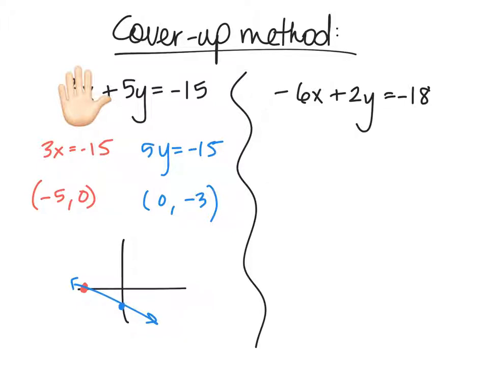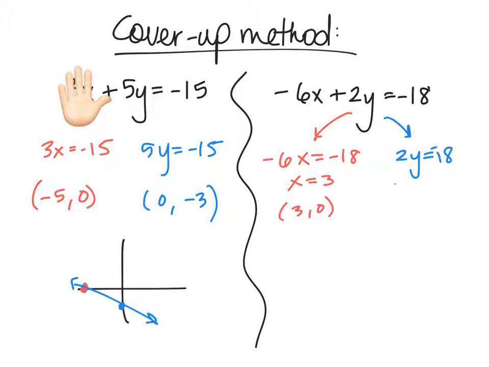So same thing. If I cover up the y, that's going to give me negative 6x equals negative 18, or x equals 3, which is the intercept 3, 0. If I cover up the x, that's going to give me 2y equals negative 18, which is y equals negative 9, or 0, negative 9. And again, I can just plot my 2 points. X is at 3, y is at negative 9, and connect my line. So I hope that you see this really is quicker as long as you can get the method down.